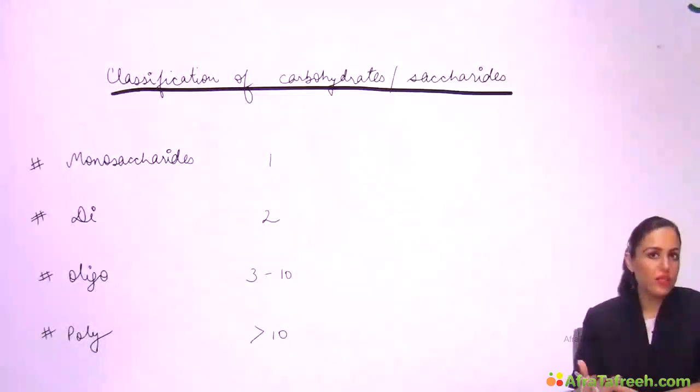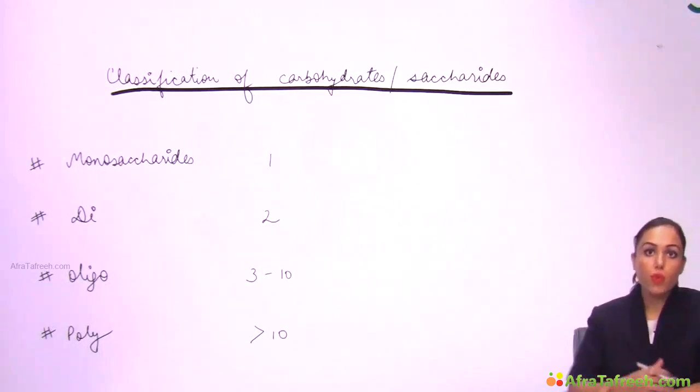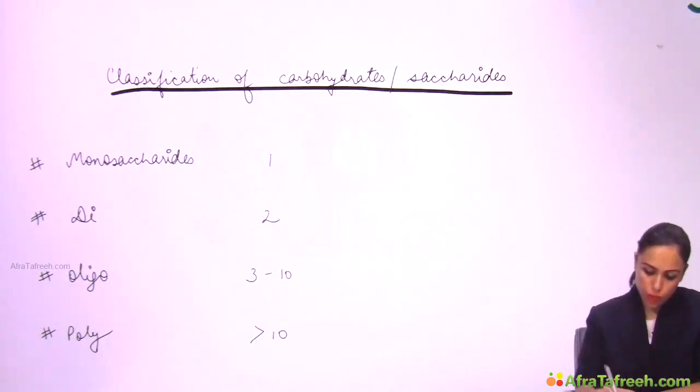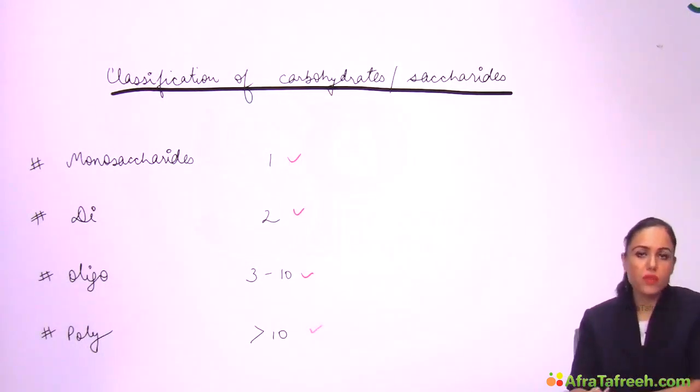So our next topic in carbohydrate chemistry is classification of carbohydrates, in which we'll be doing monosaccharides, disaccharides, oligosaccharides and polysaccharides. Carbohydrates are known as saccharides also, that's why the name is monosaccharide, like that. Okay. Now mono means 1, di means 2, oligo means 3 to 10 here, and poly means more than 10.